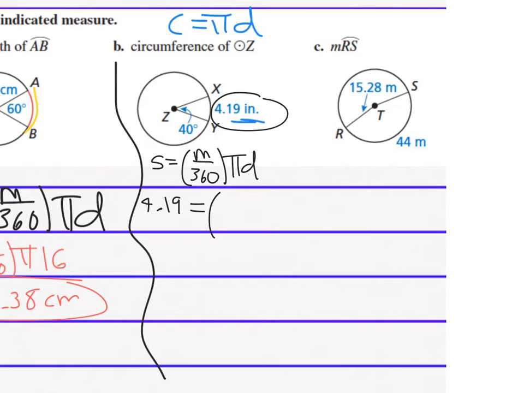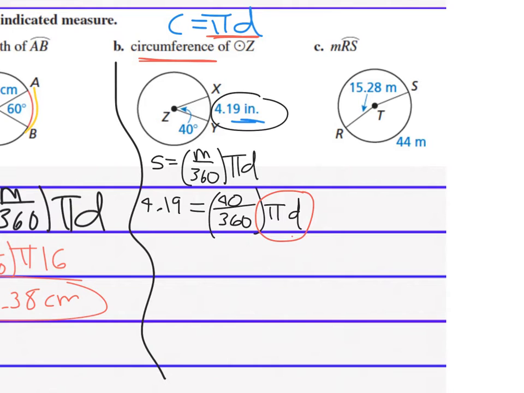My M, my central angle, I also know is 40. That's a 40. And then pi times diameter, I don't know my diameter, so I'm going to leave that as a D. And also the reason I chose this formula, pi times diameter, is the question asks for circumference, and circumference is pi times diameter. So if I use 2 pi r, I can use 2 pi r as well, yeah. That would also be my circumference, so you could use either one.